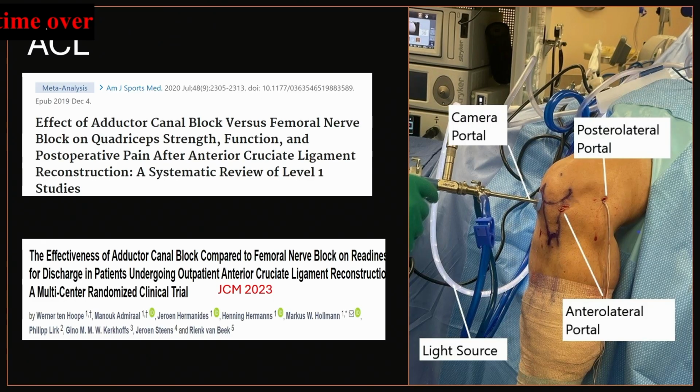What about ACLs? ACLs are very commonly done, and in 2019 there were SAMBA guidelines which showed that LIA was the best, femoral and adductor canals were not that good. Over the years there has been new literature showing that adductor canal is quite a good block because it preserves quadriceps strength, so it should be preferred over the femoral for ACL.